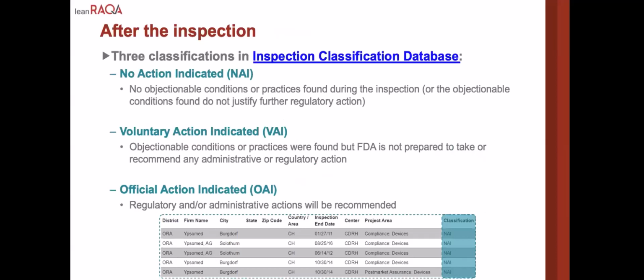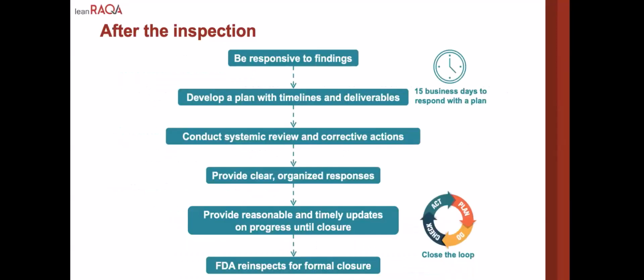So after the inspection, there will be 3 possible results. It could result in no action indicated or NAI, voluntary action indicated, or official action indicated. So the voluntary action is basically the FDA wants you to fix it, but they're not going to take any further administrative or regulatory action. And with official action indicated, there will be some sort of escalation within FDA.